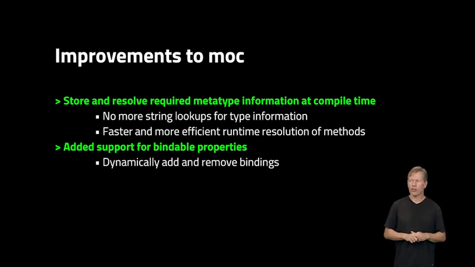The moc has also gotten quite a lot of improvements. We are now using the new work that we've done in QMetaType to store and resolve metatype information at compile time. In Qt 5, in most cases, we had to resort to string lookups for the type information. Storing the metatype directly is much faster and more efficient and requires a lot less work at runtime to resolve things. So that makes all our moc-generated code faster and more efficient.